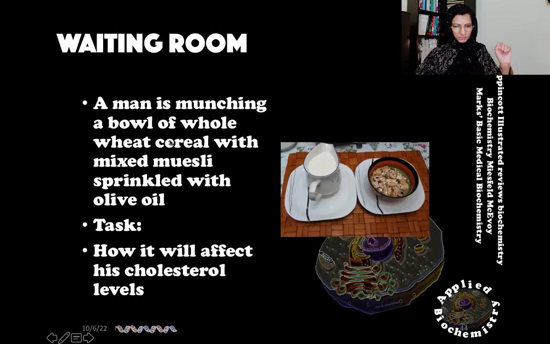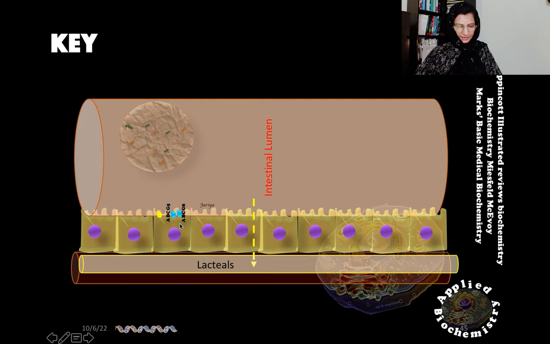The next question is how whole wheat cereals and plant oils can affect the cholesterol level. These contain phytosterols which bind to the cholesterol. Here you can see the intestinal lumen, and there are green colored phytosterols and orange colored cholesterol molecules in the emulsion droplet in the intestine.